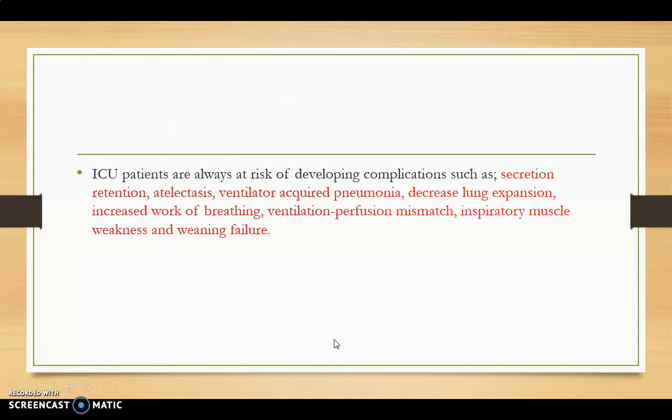ICU patients are always at risk of developing complications such as secretion retention, atelectasis, ventilator-acquired pneumonia, decreased lung expansion, increased work of breathing, ventilation-perfusion mismatch, inspiratory muscle weakness, and weaning failure, as well as other complications that can arise in the ICU.